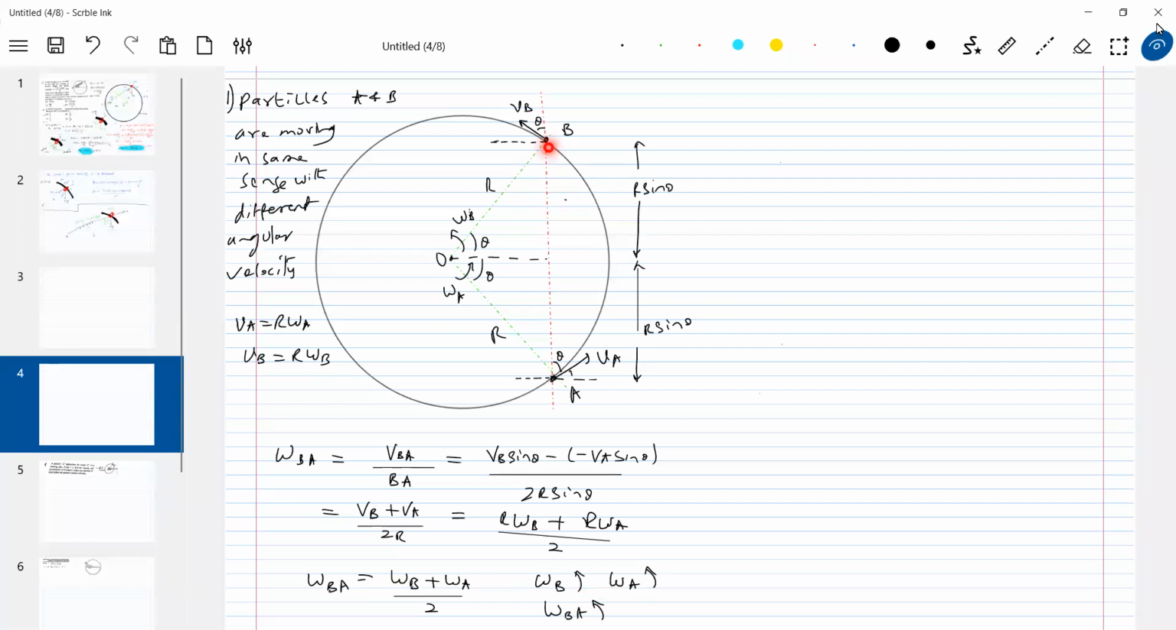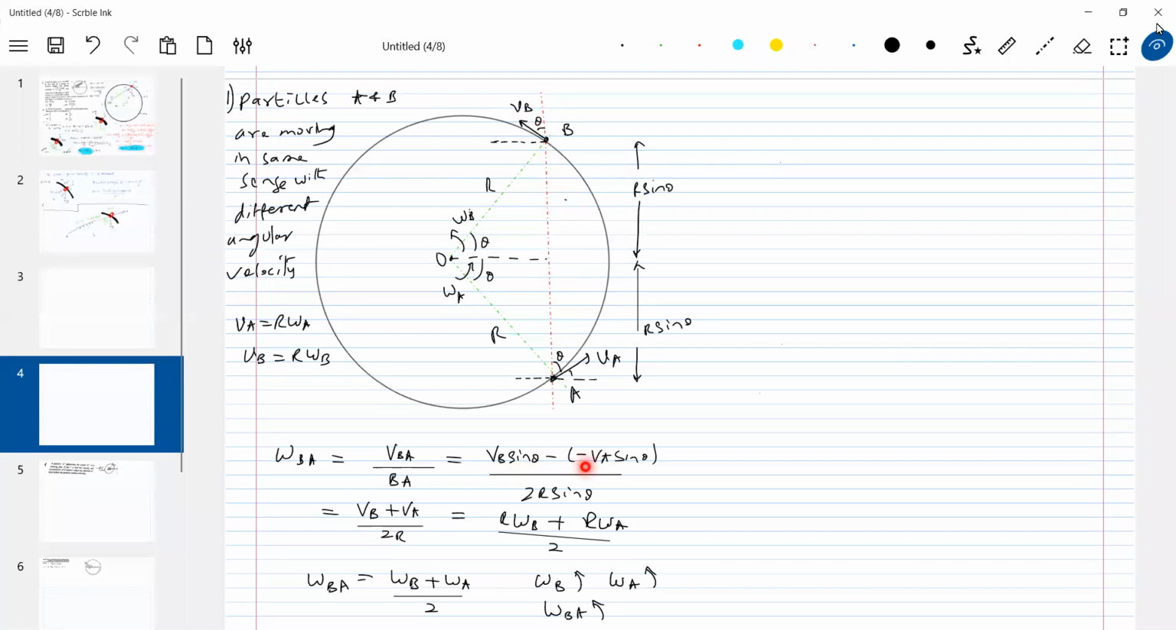So what is the basic definition? Angular velocity of B with respect to A. What is the basic definition? Relative velocity, perpendicular to the line joining the particles A and B, by the perpendicular separation between the particles A and B. So how should we measure? The relative velocity should be measured perpendicular to the line joining AB. Those quantities should be substituted, not the components which are along AB.